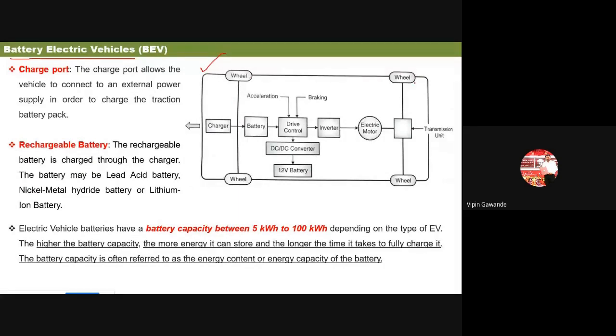So you have to draw this. First of all, the question is you have to explain what is a battery electric vehicle. You have to draw this block diagram, and then you have to explain the different parts of this block diagram. So let us start with the first part. We'll start with the charger.